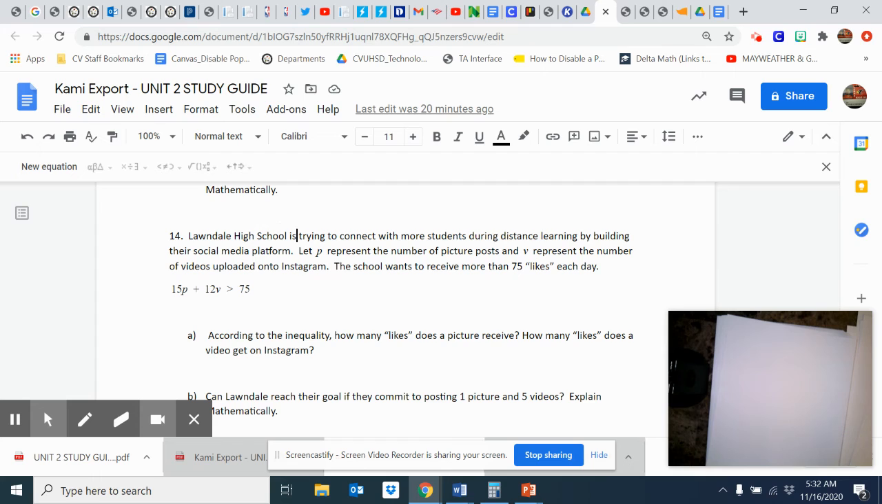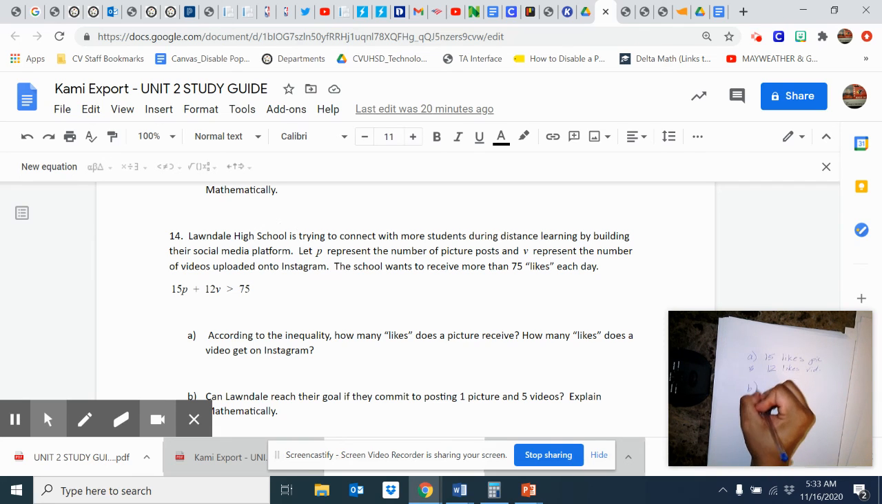So according to the inequality, how many likes does a picture receive? So that would be 15 likes. Okay, how many likes does a video receive? 12 for video. One for pic and one for vid.